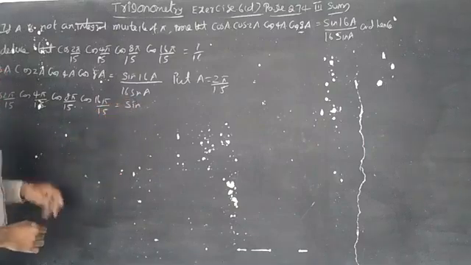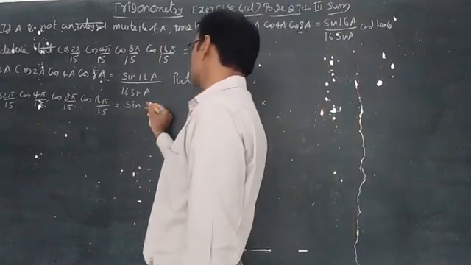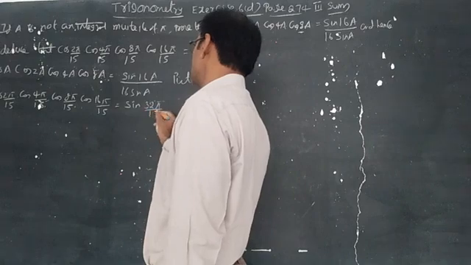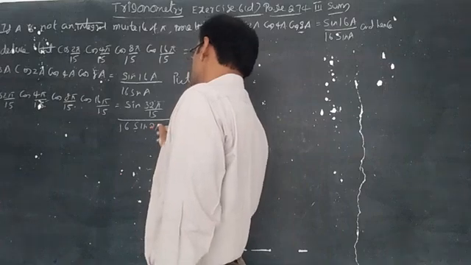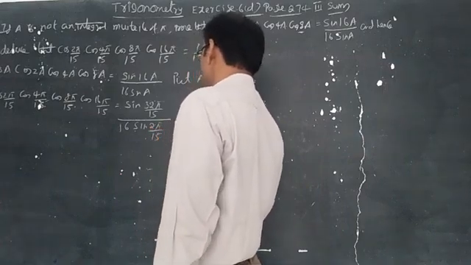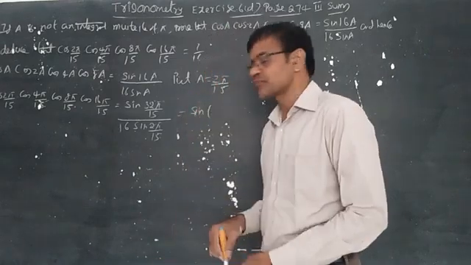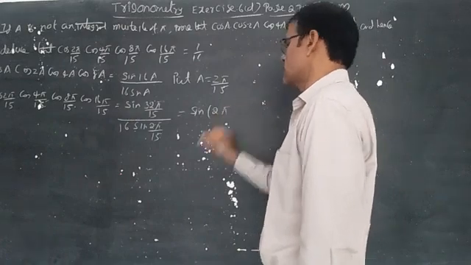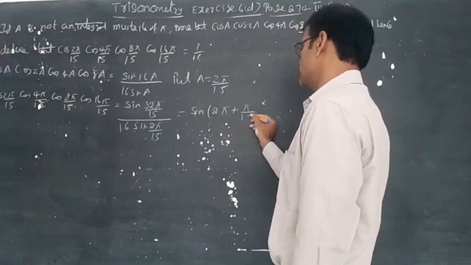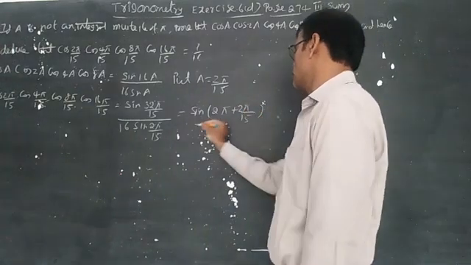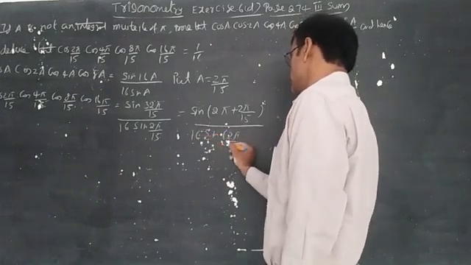is equal to sin 16 into 2 pi by 15, that is 32 pi by 15, whole by 16 into sin 2 pi by 15. This can be understood as an easy conversion. What is the conversion? Yesterday we have read the conversions. 2 pi plus 2 pi by 15, whole by 16 into sin 2 pi by 15.